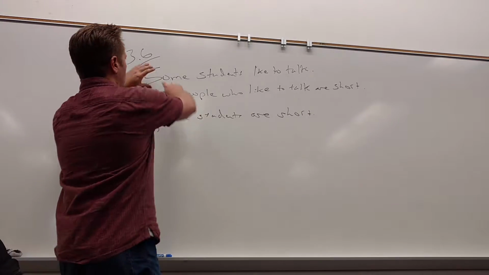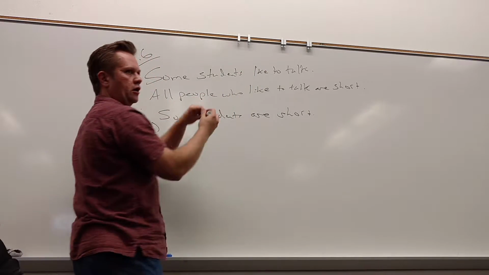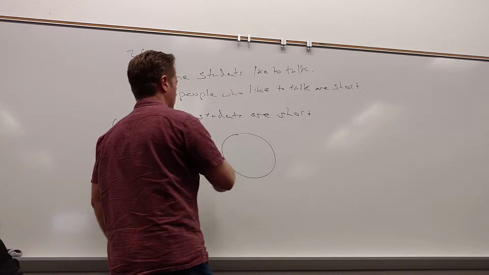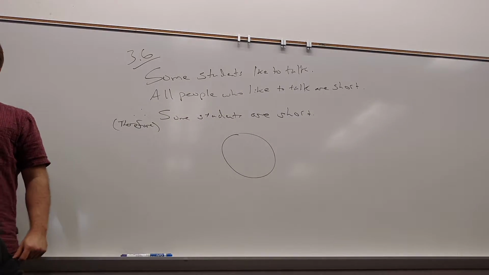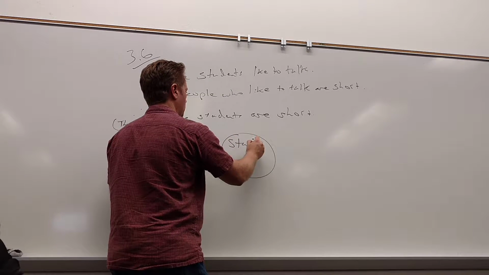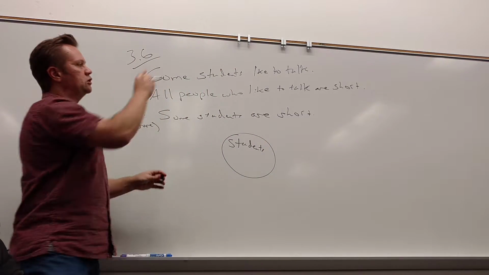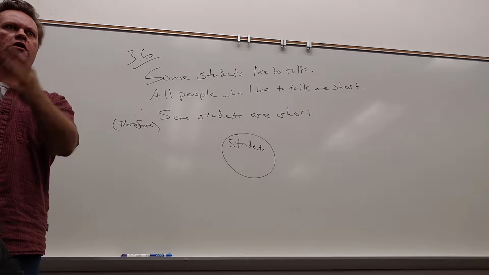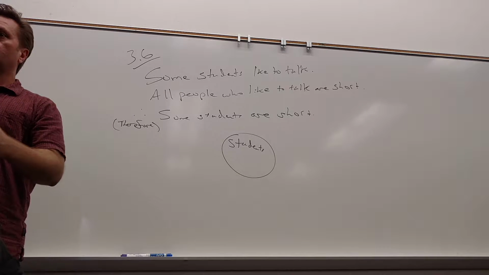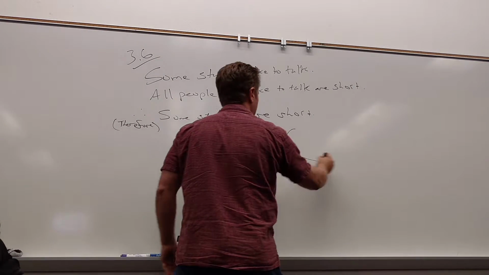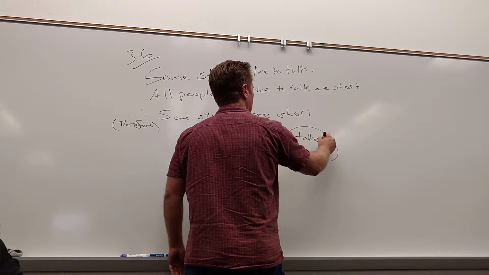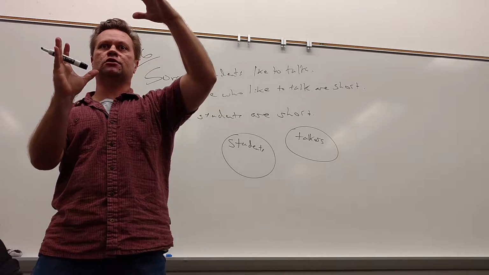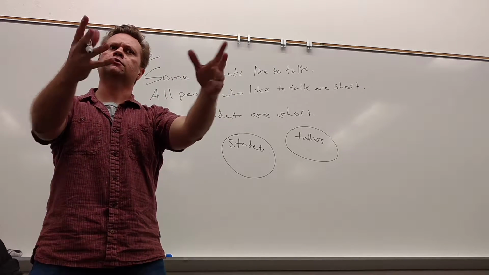So this first statement, some students like to talk. If I take all the students in the universe, I can put them in a circle. So this is the student circle. Now if I say some students like to talk, where can I put the circle that represents all the people that like to talk? What has to be true? Can it be like this, and this is all the talkers? No, it has to overlap. Does that make sense? If it says some students like to talk, it at least has to overlap. Are you guys with me so far?